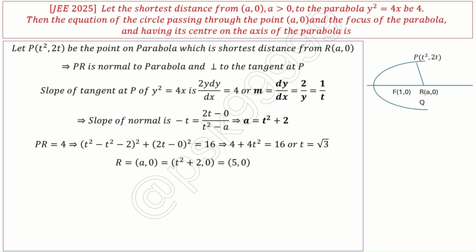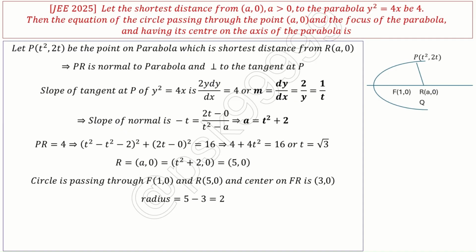This is my R. Now, I have F, I have R. Both are on the circle, and the center of the circle is on the same axis, which is same as FR. That means the center is the midpoint. So my center is (3, 0), and my radius is nothing but 5 minus 3, which is 2. So the equation of the circle, with center at (3, 0) and radius 2, is (x minus 3) whole square plus y square equal to 4. This is the equation of the circle which we are looking for.